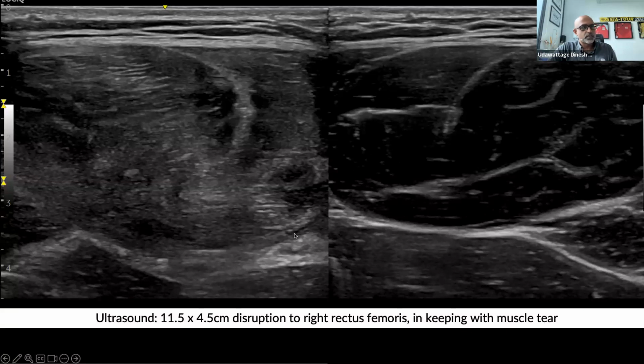There's also loss of the normal boundary between the rectus femoris and the vastus, and so the whole hyperechogenic change has obscured the normal echo architecture of the rectus femoris. I haven't measured the sides side by side, but you can see that the right side looks somewhat thicker than the left.